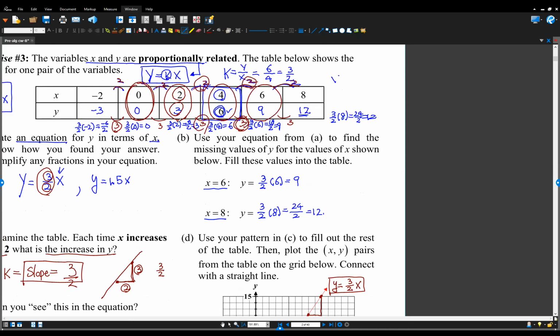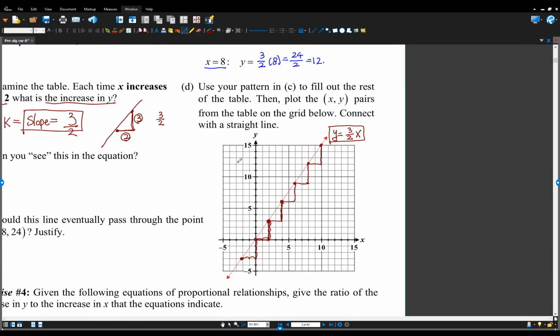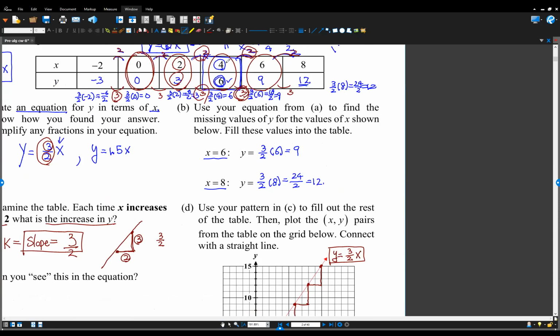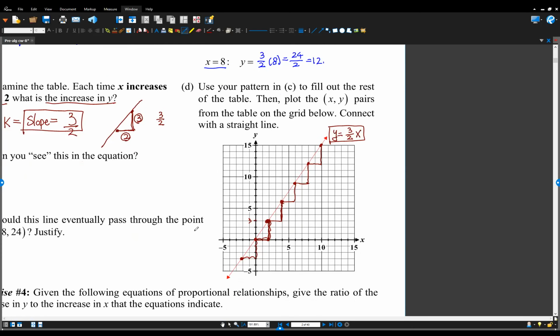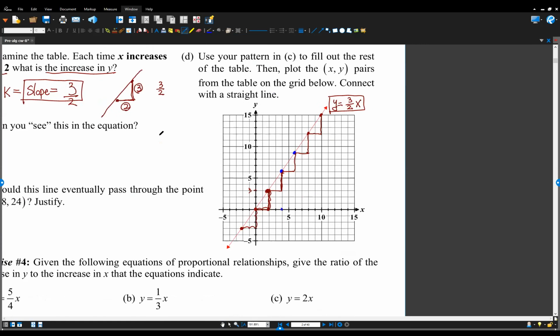We already got the point. When x is 2, y is 3. That's the next point. The next one, what is that? When x is 4, y is 6. That's the next point. When x equals 6, y is 9. That's the next point. We already got it on the paper. Or using the slope, you can find the next point automatically. With the same pattern, this is another point to the left.